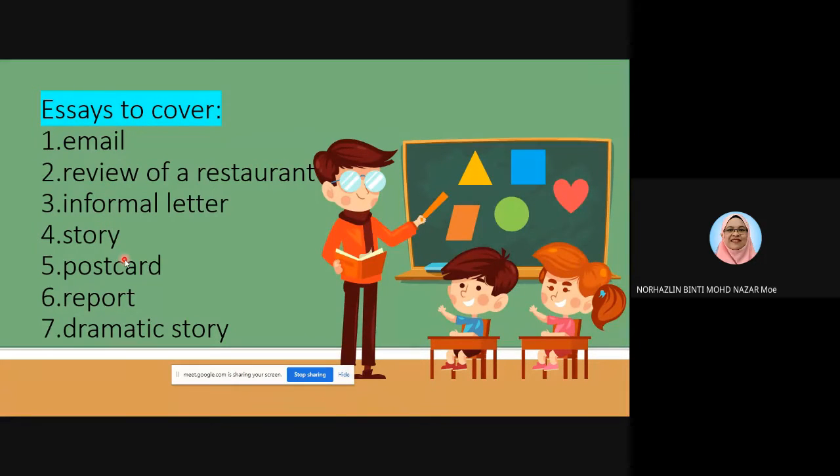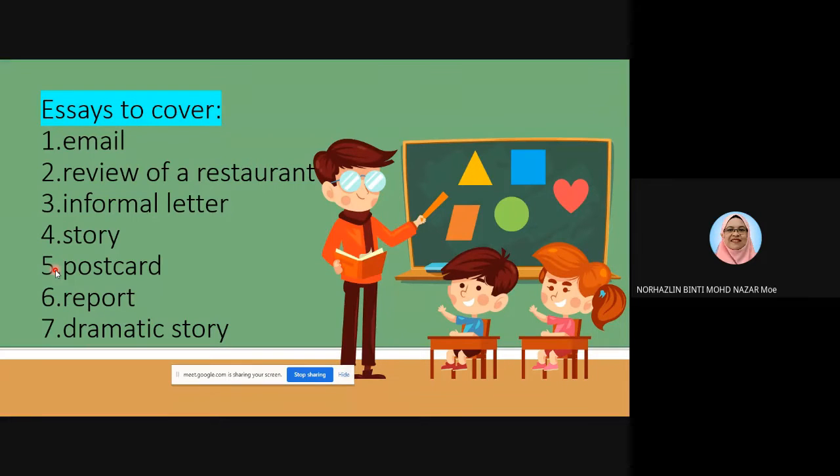From now on, you can start writing. 1 week, 1 essay. 1 week, 1 essay, so that you get used to it. You can speed up your writing.